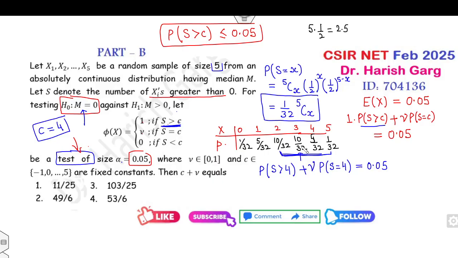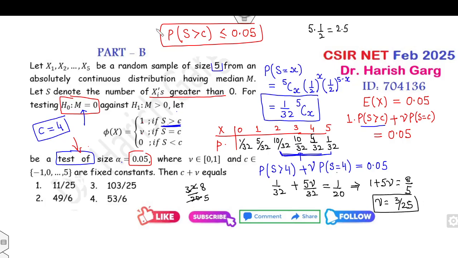Fine. So can you find the probability S greater than 4? It's 1 over 32. What is the probability S equal to 4? It's 5 nu over 32, which is equal to 1 over 20. So that means I can say 1 plus 5 nu, I can multiply by 32, and then divide, it's 32 over 20, which is 8 over 5. So nu will be 3 over 25. Is it okay?